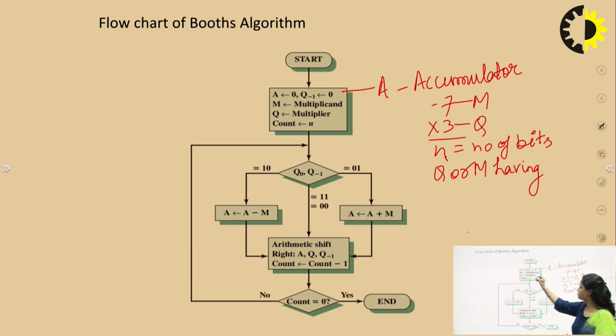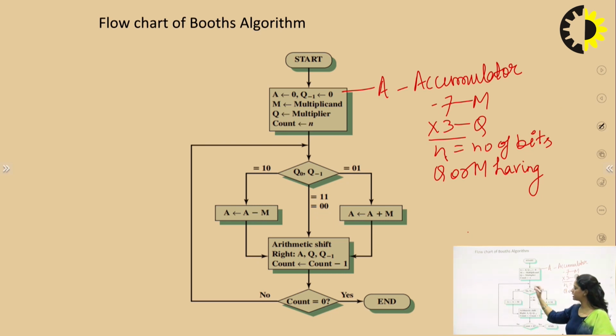Means the size of the multiplicand and the multiplier. For example, if the size of the multiplicand is 5 bit and the size of the multiplier is also 5 bit, then the value of N will become 5. Means the size of the multiplier and the multiplicand. Next, after initializing these things, we will move to the decision.